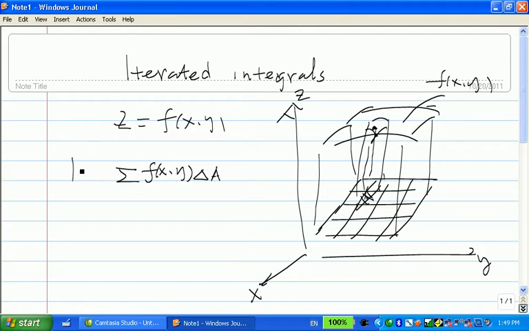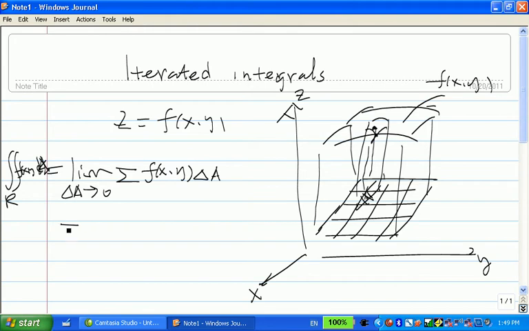After you add them together, you have so many columns. They give you an approximation. Now, if you want the exact one, then you take a limit. Let delta A go to 0. That's the definition for double integral. We call this rectangle domain R. f(x,y) dA, let me say dA.